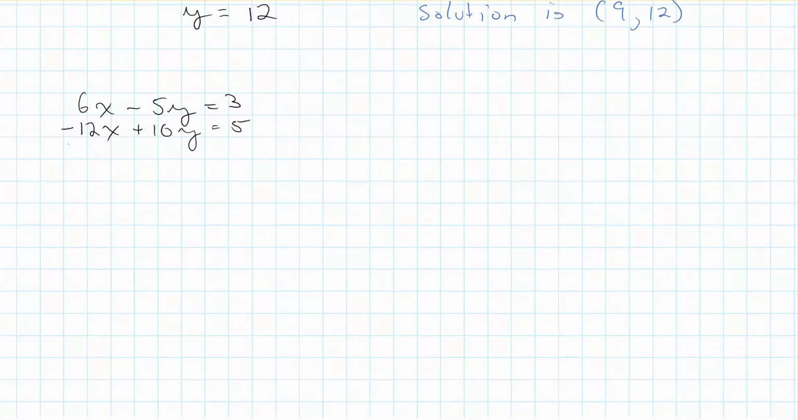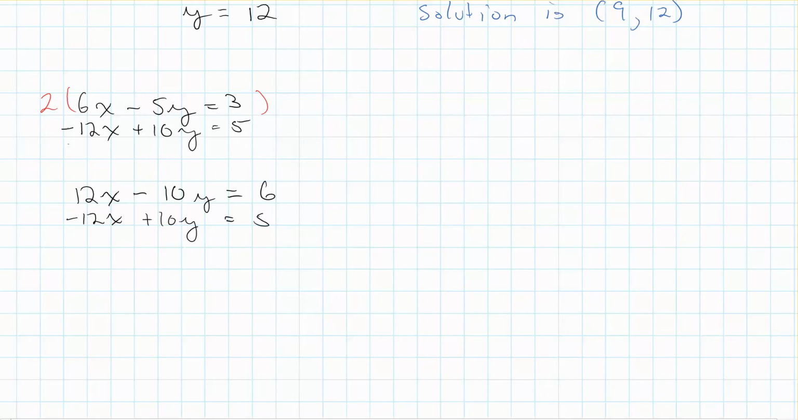Okay, so I want to, again, use my elimination method. Well, I can see I'm going to have to multiply the equation by something here. Well, I can see if I multiply this top equation by 2, I'm going to have a negative 12 and a positive 12. So let's go ahead and multiply my top equation by 2. So then it's going to be 12x minus 10y is equal to 6. And then we've got negative 12x plus 10y is equal to 5.